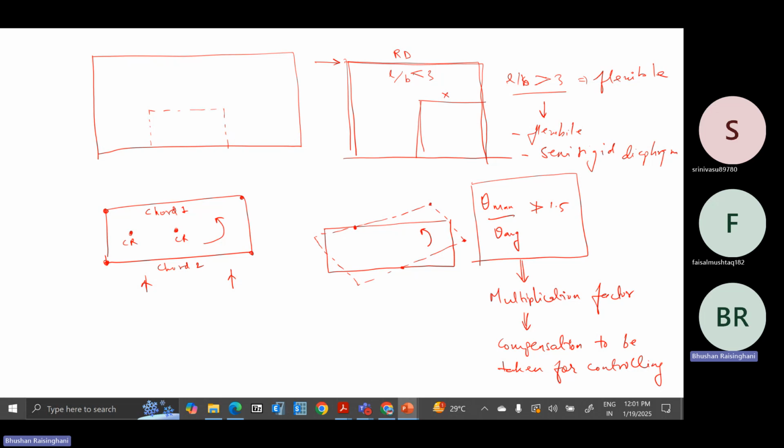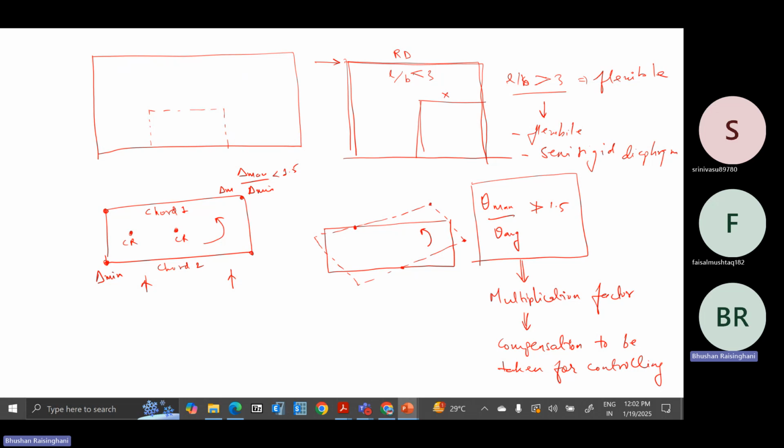Once we open ASCE 7, we can compare the clauses, how much factor is allowed. The multiplication factor has to be applied to all the forces and displacements, and then you have to design the building using this compensation factor. This way, ASCE 7 is defining all these things. However, in the IS code, we have been told that our delta max upon delta minimum, which is at the two ends, this will be delta max and this will be delta minimum in our case right now, should be less than 1.5. Otherwise, it is a torsionally irregular building.